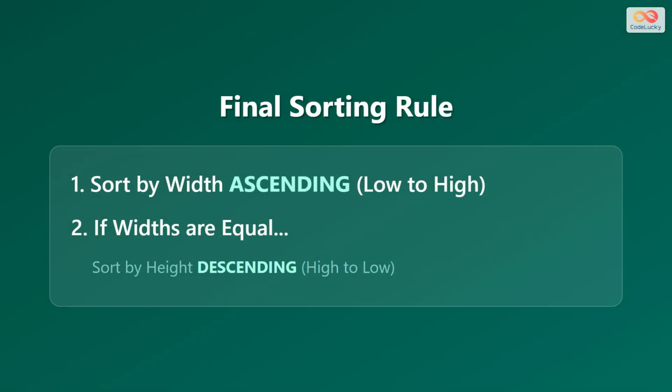Here is the final sorting rule you need to remember. First, sort by width in ascending order, from low to high. Second, for any envelopes that share the same width, sort them by height in descending order, from high to low. This specific order is crucial for the algorithm to work correctly.